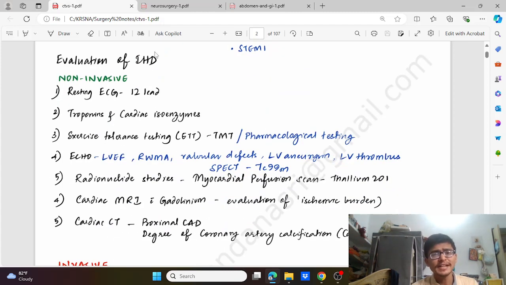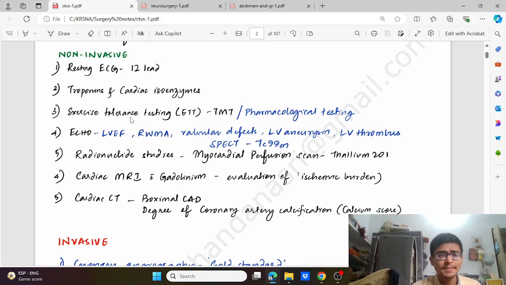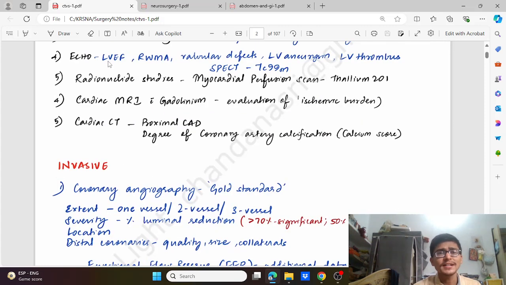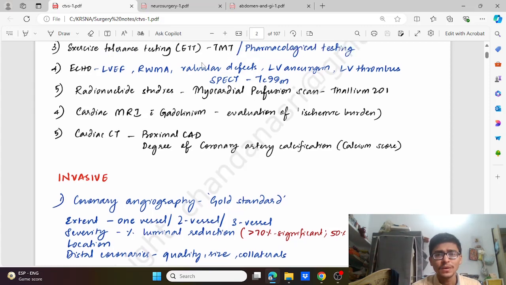So how will we evaluate ischemic heart disease? By non-invasive methods, the first and foremost being the resting 12 lead ECG, then the troponins and the cardiac isoenzymes CKMB, then the treadmill test or exercise tolerance test along with pharmacological testing. Then we have echo, which will assess left ventricular ejection fraction, regional wall motion abnormality, valvular defects, LV aneurysm, LV thrombus.